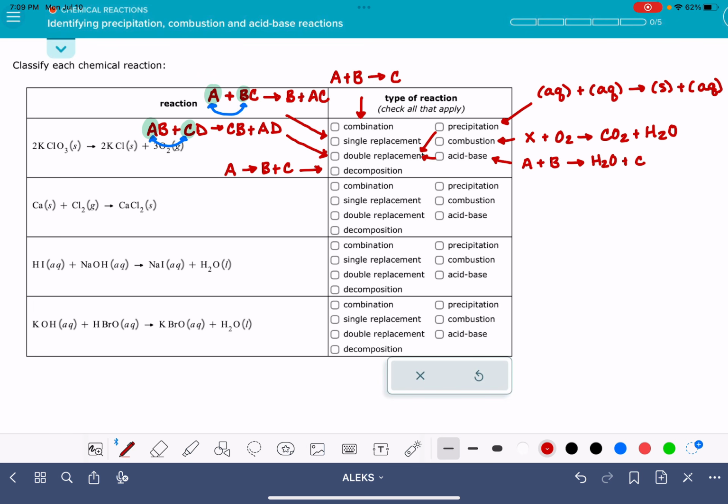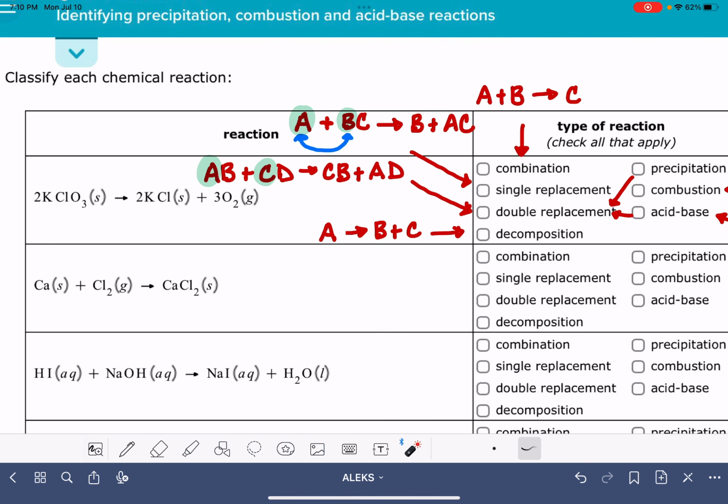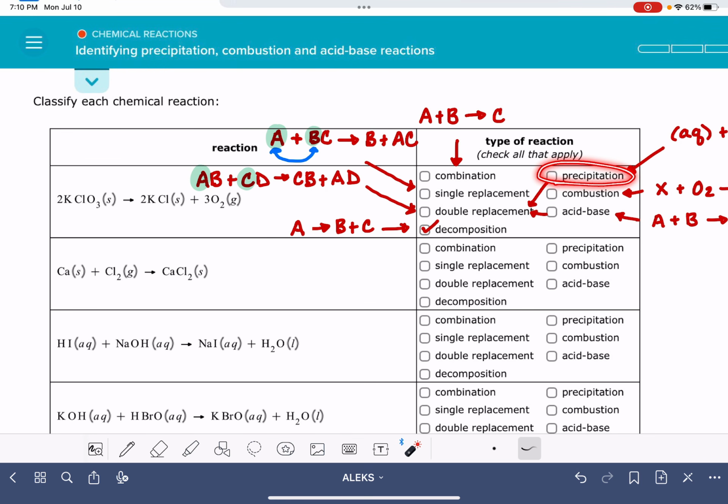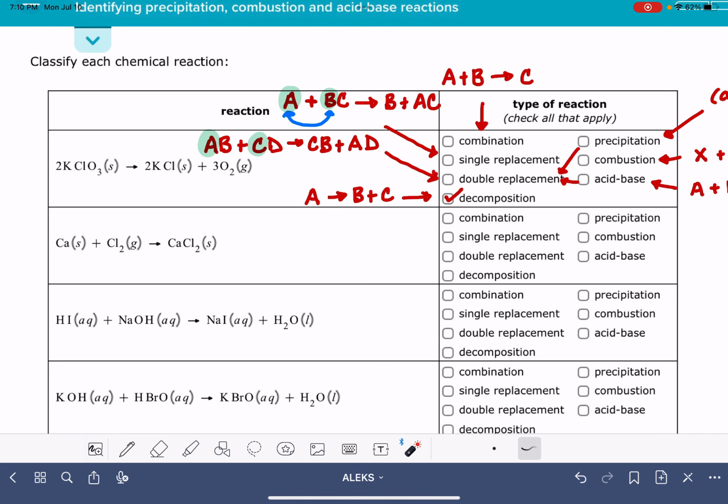So let's take a look at the 4 reactions that I have and see if we can figure out where they fit. I need to get this little blue arrow out of the way for us to be able to see this first reaction. So in this first reaction, we can see that we have one type of molecule being converted into two types. That is an example of a decomposition reaction. A decomposition reaction is just decomposition. There's not going to be anything else that we check if we have a decomposition. Again, the only time you're going to check two boxes is if you have a precipitation, which is also double replacement, or if you have acid-base, which is also double replacement.